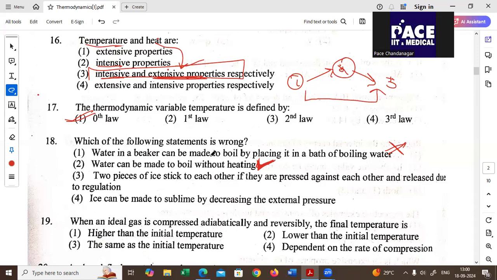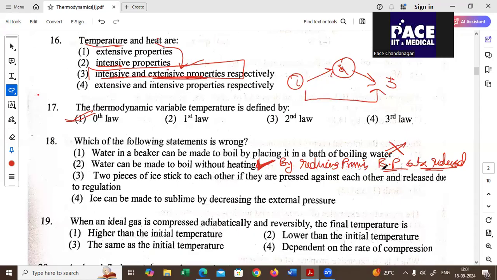By reducing the pressure, the boiling point of any substance can be reduced. That's the reason even in higher altitudes the pressure is reduced. As the pressure is reduced, the boiling point decreases.